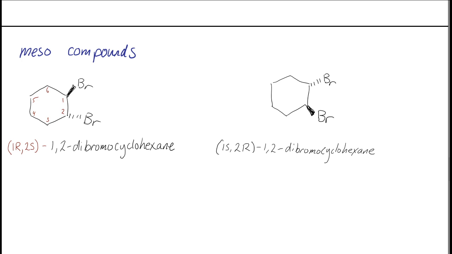You see that? They're both trans-dibromocyclohexane because one bromine is up and one bromine is down. But they are still not the same molecule. So the designation of trans for this particular molecule is not specific enough anymore. And so we need the S and R to really say which one we're talking about.